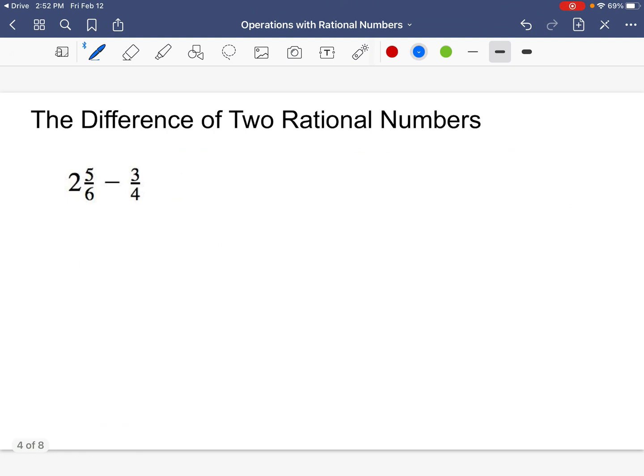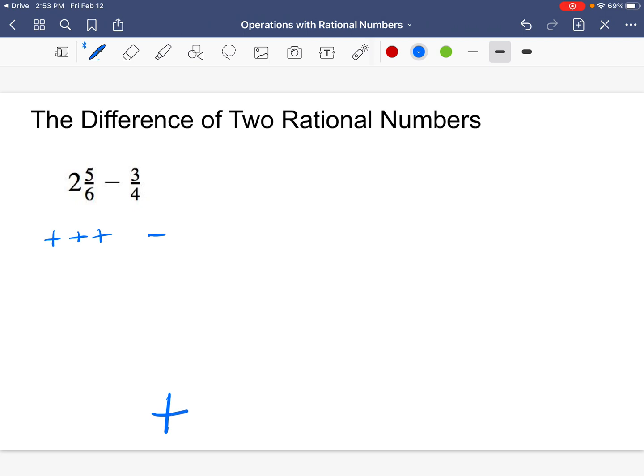Let's look at the difference of two rational numbers. And again, before I start, I want to know, is my difference going to be positive or negative? So 2 and 5/6 is almost 3. If I rounded it, it would be 3. So I'm going to say 3 positives, and 3/4 is almost 1. So I'm going to round it to 1 and say I have 1 negative. And I can see that I have more positives than negatives, so my answer is going to be positive.